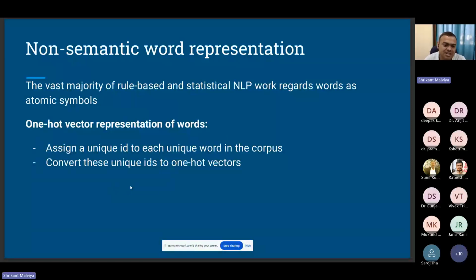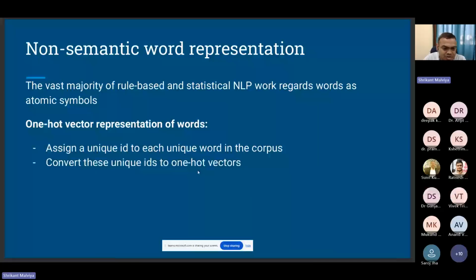But to understand the main agenda of word representation, it helps a lot in understanding how a word can be represented as a one hot vector. So how is this one hot vector representation defined for each and every word? First of all, for a given set of sentences, we will find the unique words. We'll assign a unique ID to each word individually in the corpus. And then based on that unique ID, we'll assign a one hot vector to each of the words.